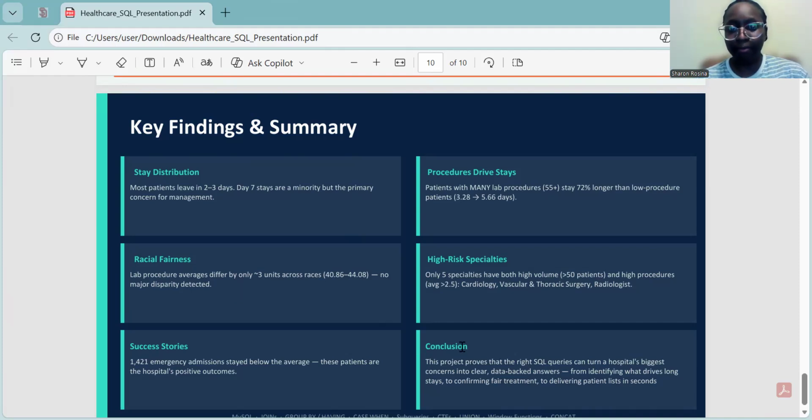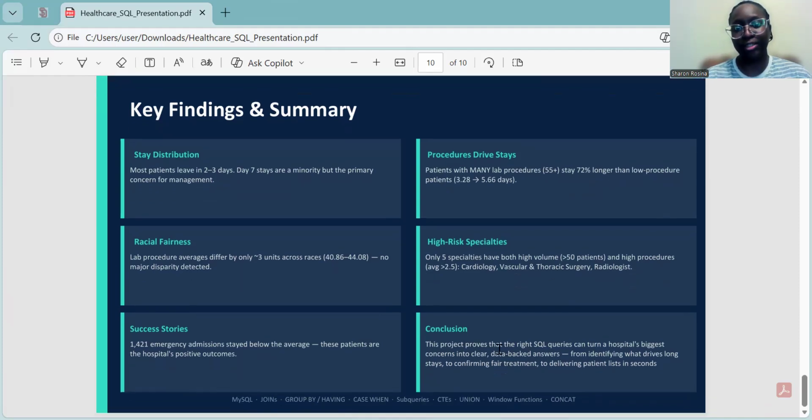And also, one of the conclusions I can draw is that this project proves that SQL queries can turn hospitals' biggest concerns into clear, data-backed answers that you can easily understand. And I was able to put into practice some of the SQL functions that I practiced in class and also in my bootcamp, such as the case when, and draw insightful conclusions from my analytics.